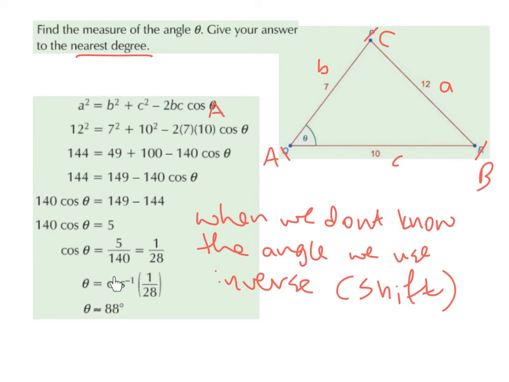So the inverse function of cos of 1 over 28 will give us 88 degrees rounded off to the nearest degree. So angle theta is approximately 88 degrees.